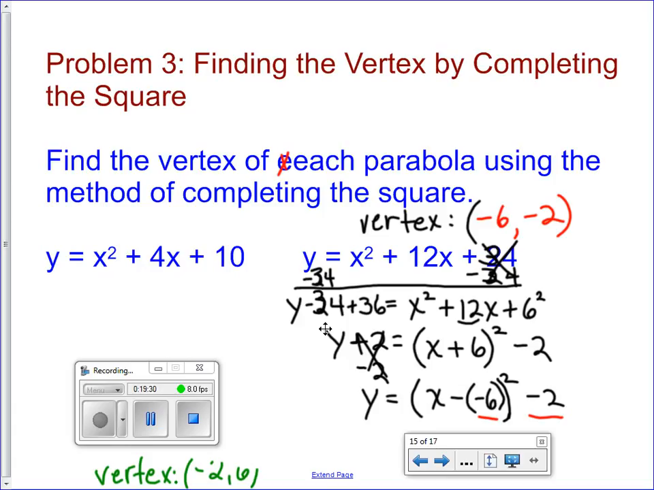And again, you may want to rewrite this as plus a negative 2, and that way you can see that truly this negative 2 would be your y coordinate of the vertex.